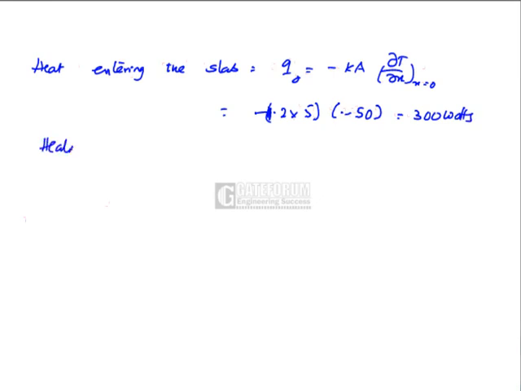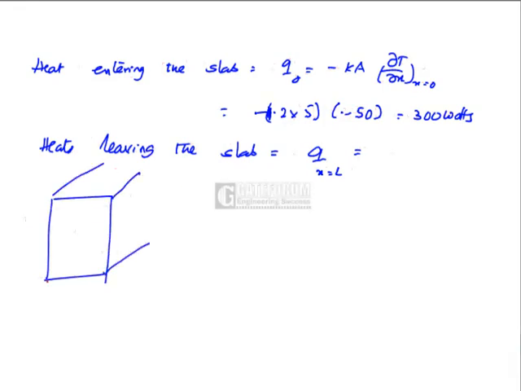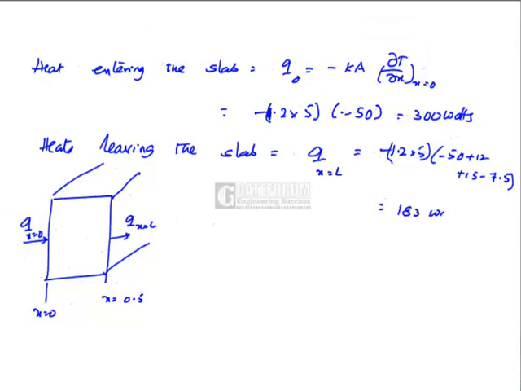Similarly, heat leaving the slab is Q at x is equal to L. If this is the slab, here x is 0, here x is 0.5. Heat is entering here and leaving here. Here Q at x is equal to 0, here Q at x is equal to L. Qx is equal to L could be obtained as minus 1.2 into 5 into minus 50 plus 12 plus 15 minus 7.5, that gives you 183 watts.